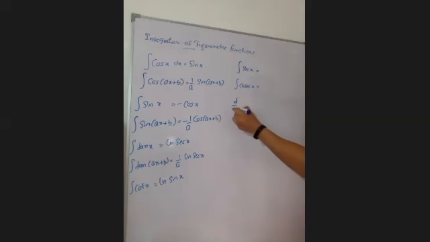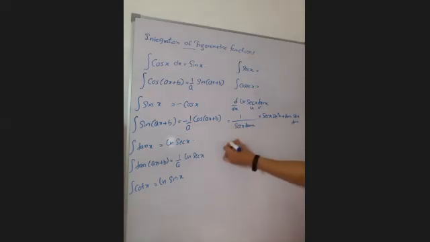If you differentiate ln of sec x plus tan x, what would be the answer? That is 1 over sec x plus tan x, into the differentiation of sec x plus tan x. To differentiate it, consider these as u and v. Keep sec x, and the differentiation of tan x is sec squared x, plus keep tan x, and the differentiation of sec x is sec x tan x.